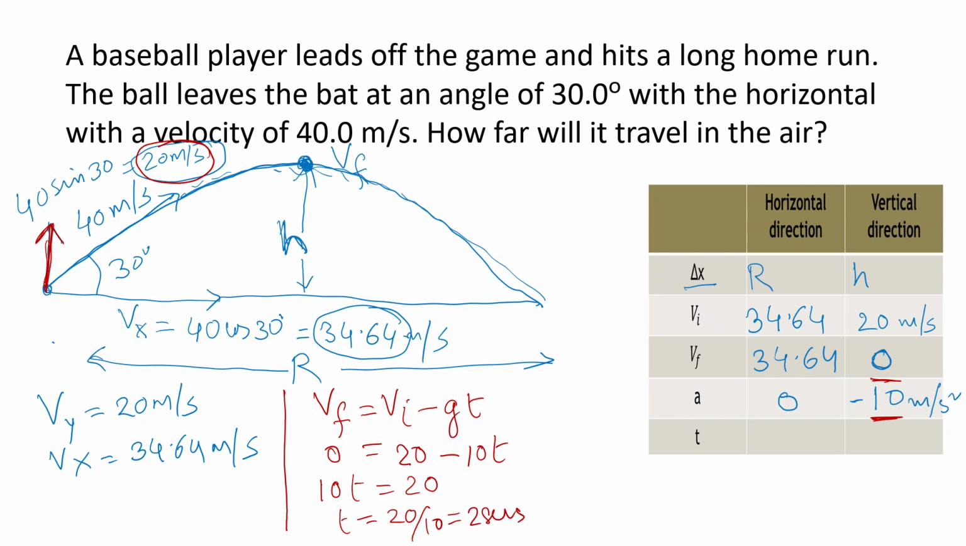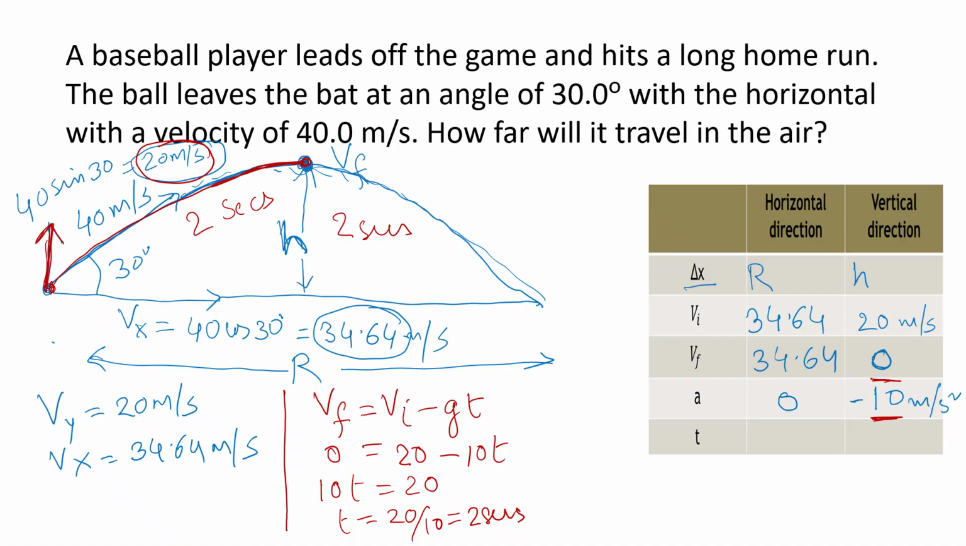Now this 2 seconds is the time during which the projectile is going up from this point all the way up to this point, to the maximum height. So naturally, as you know, there is just the force of gravity acting on it, and we are considering that there is no other external force acting on the system. So therefore, it will require the same amount of time to come down. So it's going to be another 2 seconds to come down.